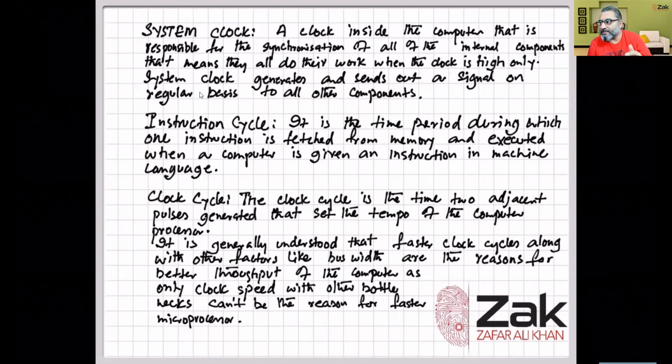It is generally understood that the faster the clock cycle, along with other factors like bus width, the better the throughput of the computer, as clock speed along with other bottlenecks can be the reason for a faster microprocessor. What does it mean? What if the microprocessor's system clock is faster, but the instruction requires, let's say, 3 or 4 things to do before moving on to the next instruction? So 3 clock cycles will be used. If the instruction requires just 1 step to complete, then 1 clock cycle is required. If the instruction requires 2 steps to complete, then 2 clock cycles are required.